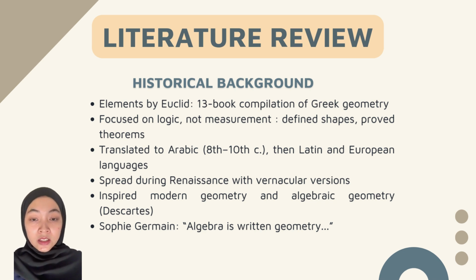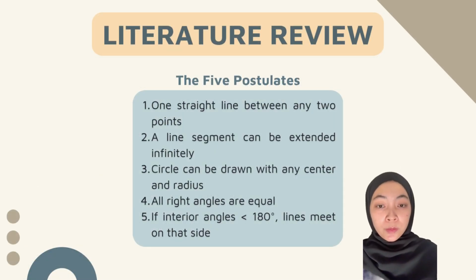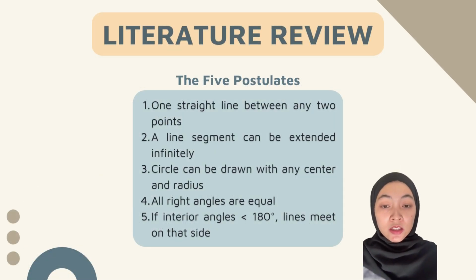Postulate 5: If a line intersects two other lines and the sum of the interior angles on one side is less than two right angles, the two lines will eventually meet on that side. This is the famous parallel postulate and the one that caused the most debate in history. The parallel postulate is the most complex and controversial of the five. Unlike the others, it is not obvious and requires imagining the behavior of infinite lines.